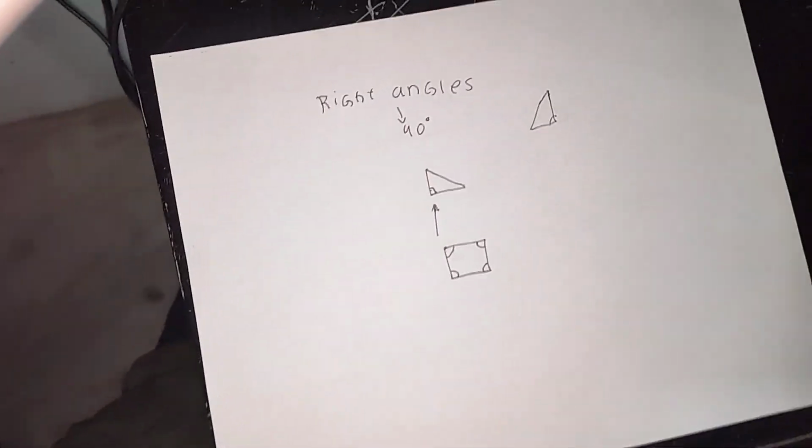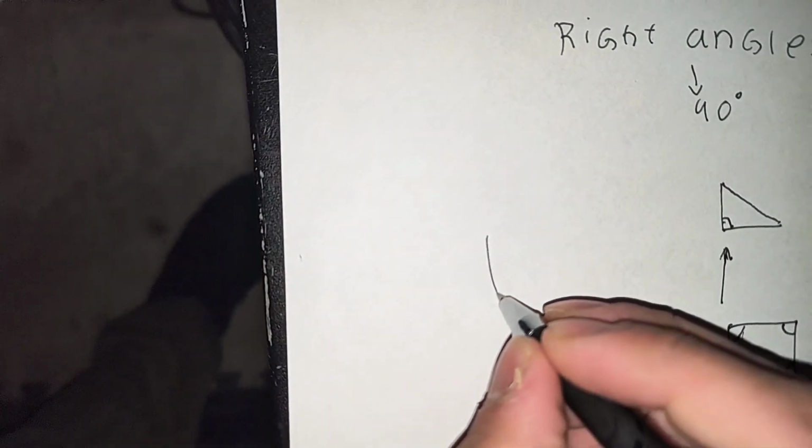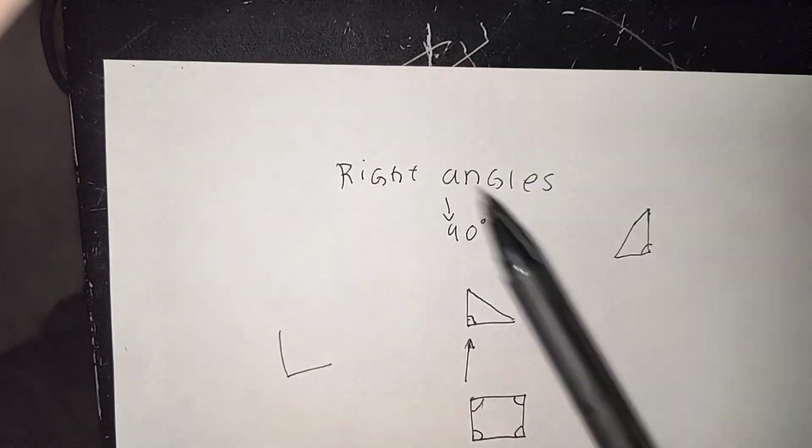So lines that are perpendicular to each other, like this, make a right angle. A right angle is an angle of 90 degrees.